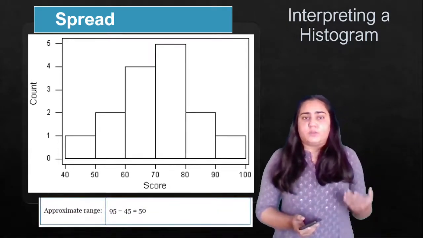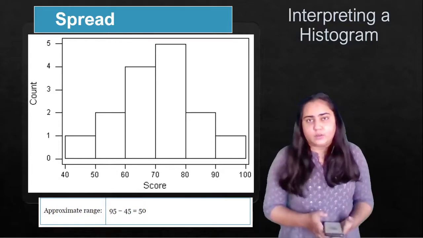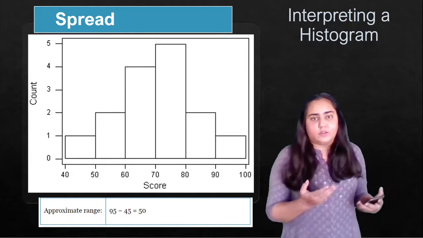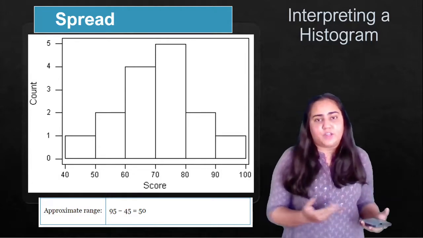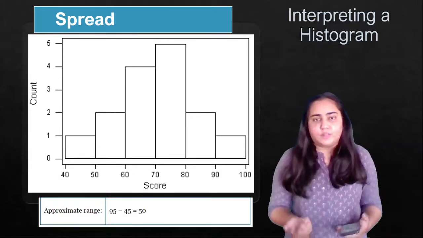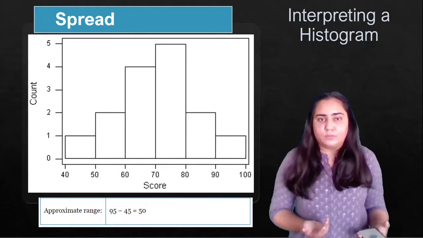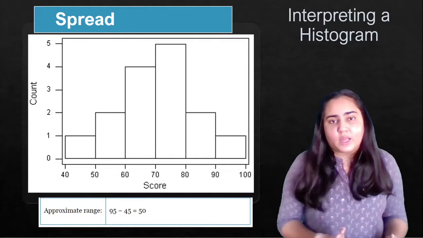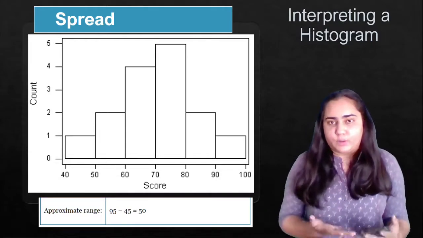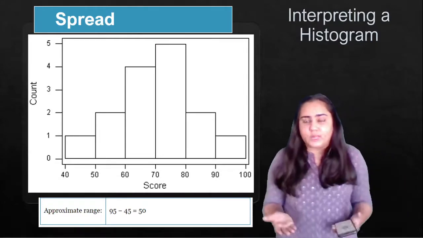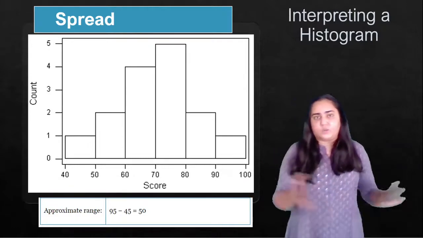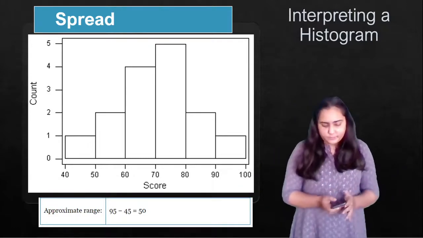And so the approximate range in between which this data lies is 45 to 95. You can subtract the two, 95 minus 45, and get 50, which is the approximate range, or spread, of this histogram. So it spreads over an area of 50.